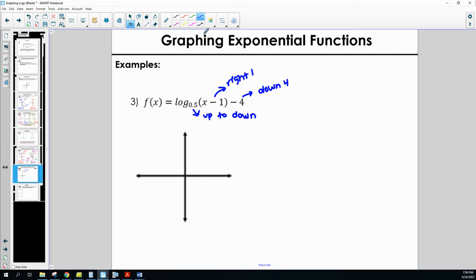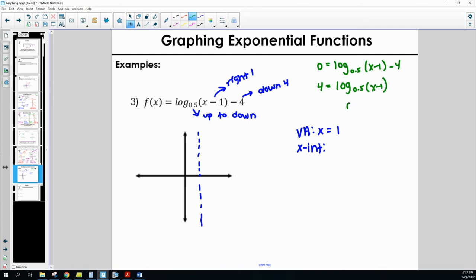Okay, so since this is moving to the right, that means the vertical asymptote will change. So if it's moving 1 to the right, our vertical asymptote is x equals 1. And I can go ahead and draw that vertical asymptote here. Okay, for the x-intercept, again, I'm going to plug in 0 for my y. So 0 equals log base 0.5 of x minus 1, minus 4. So I have to add 4 to get the log by itself.